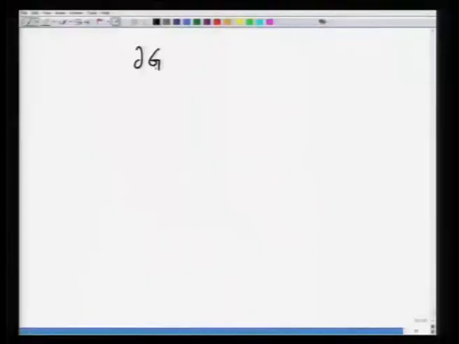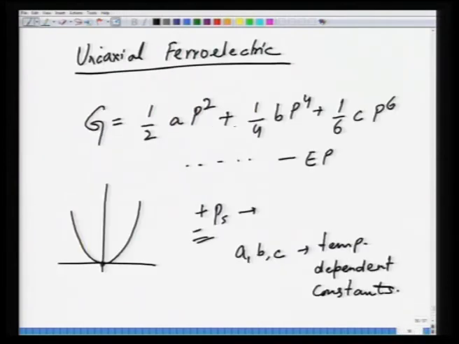Now, at the equilibrium, this del G by del P at constant temperature is equal to 0. So, I need to make one of the variables constant. I have made temperature constant, and I am taking the equilibrium by making del G by del P equal to 0. Now, what it means is that, if you go to the expression, G was equal to half A P square plus 1 by 4 B P 4 plus 1 by 6 C P 6 and so on and so forth, minus E P.